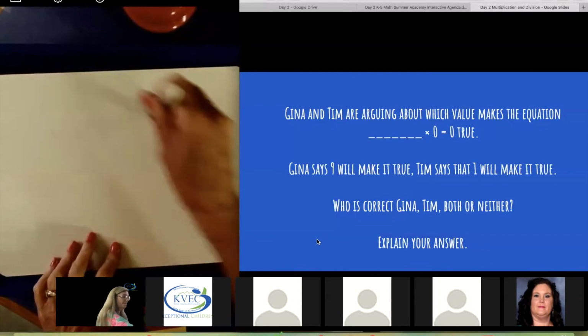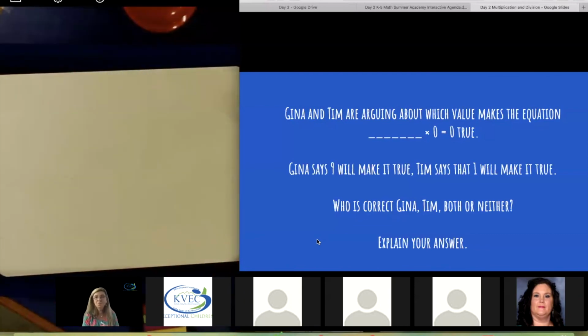I still just think it all goes back to modeling and making sure they have that concrete understanding of what those numbers represent, and being able to show them several different ways so they can activate prior knowledge as well as make a connection. Yes, you're absolutely right. We have to model.